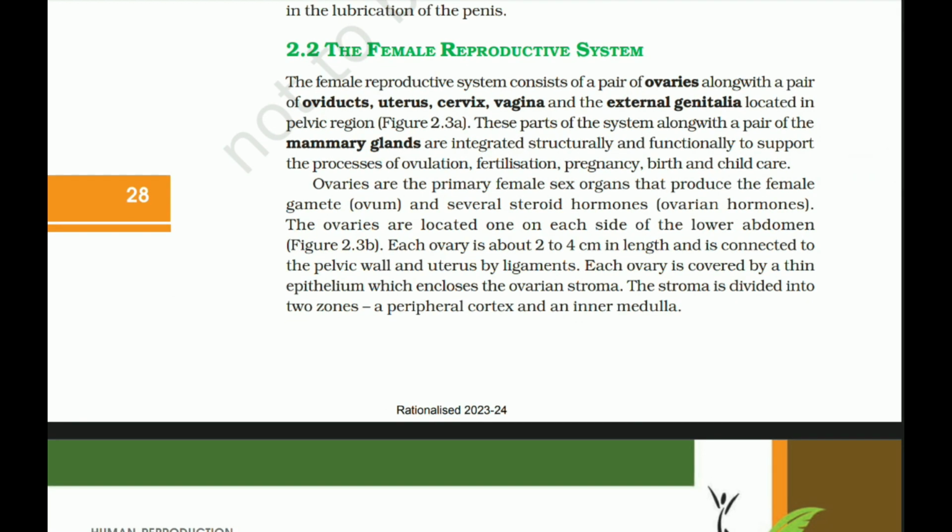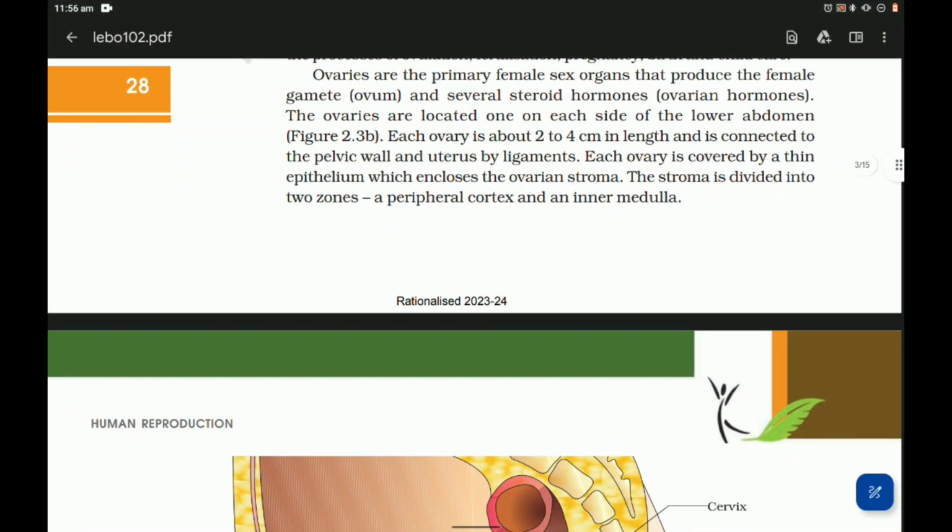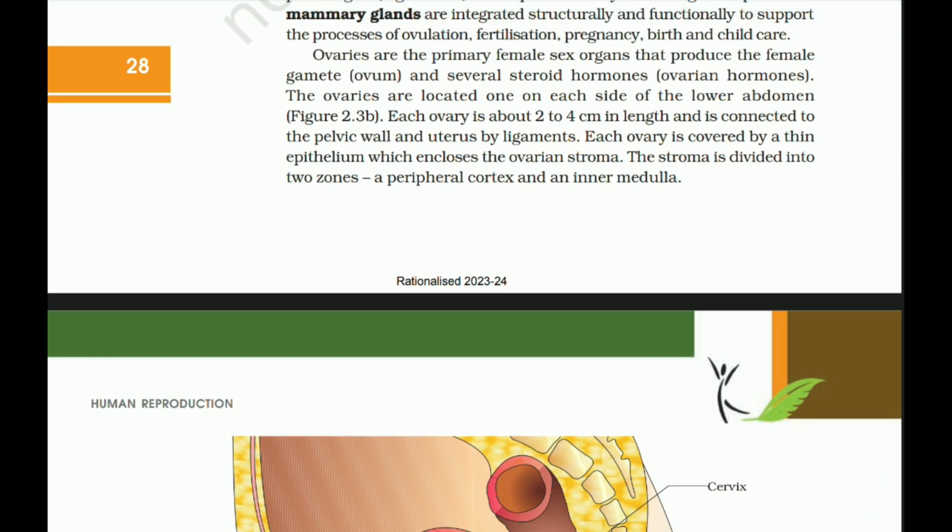Ovaries are the primary female sex organs that produce the female gamete, ovum, and several steroid hormones, ovarian hormones. The ovaries are located one on each side of the lower abdomen, figure 2.3b. Each ovary is about 2 to 4 cm in length and is connected to the pelvic wall and uterus by ligaments. Each ovary is covered by a thin epithelium which encloses the ovarian stroma. The stroma is divided into two zones, a peripheral cortex and an inner medulla.